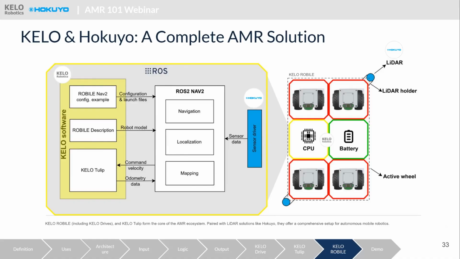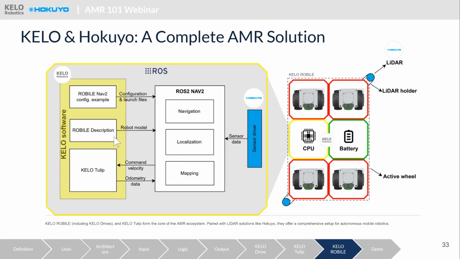Yeah, so I can explain a little bit about the software layer. Today we are going to use the ROS Nav2 package. This is an open source package that provides the ability for navigation. And in order to get this package working, there are several packages that we will need. The first are the driver packages, which are the KELO Tulip, and also the URG Node 2 package from Hokuyo for the LiDAR. And then we are also going to need the robot description package, which will provide us with the model of the components, the bricks, and some sensors.